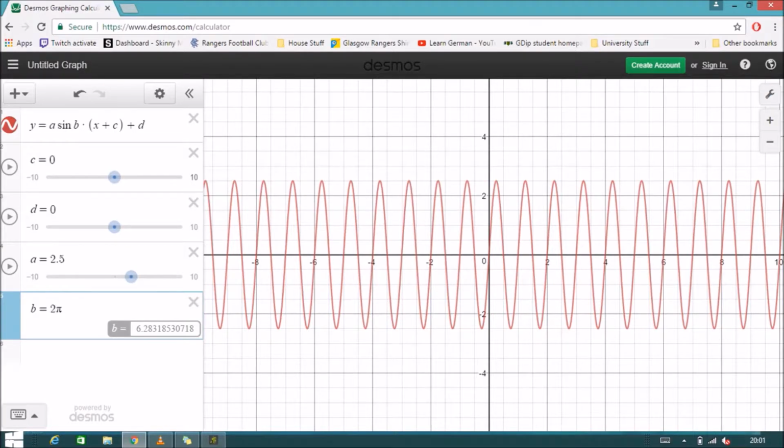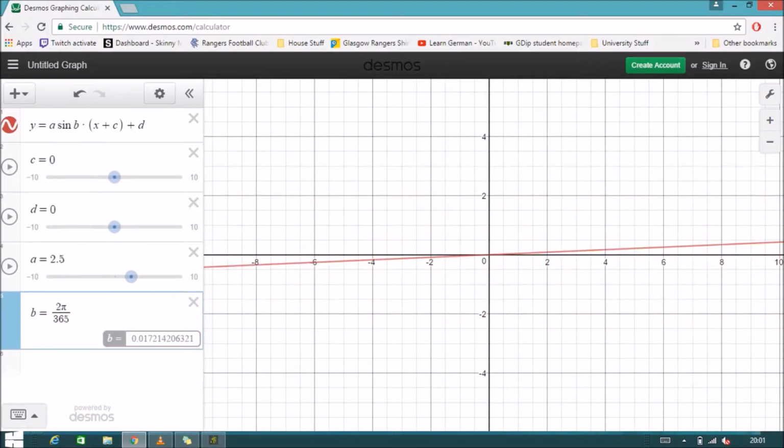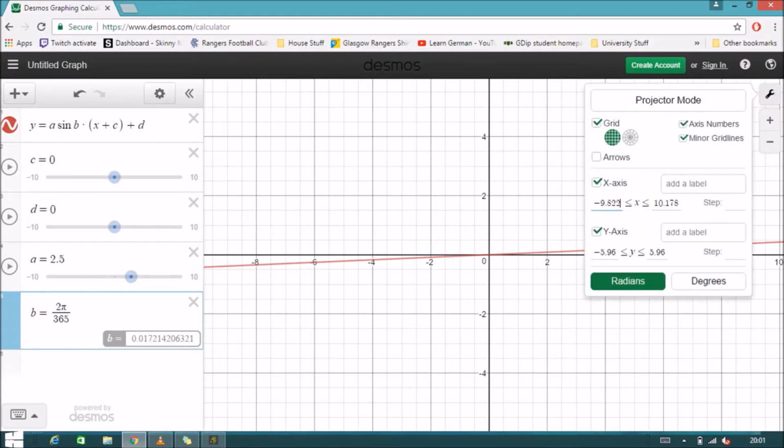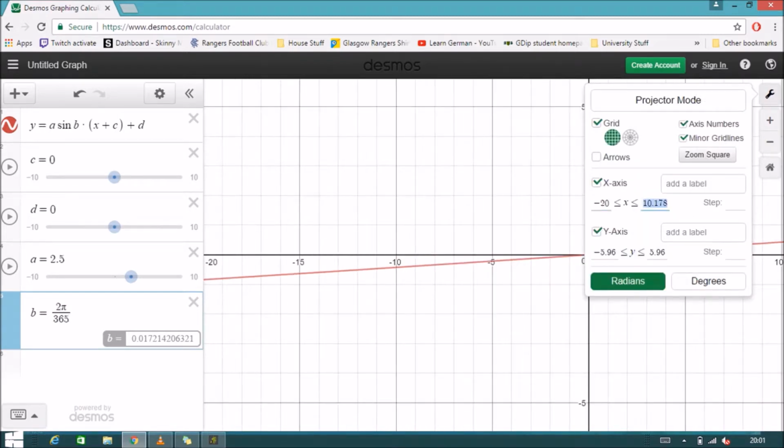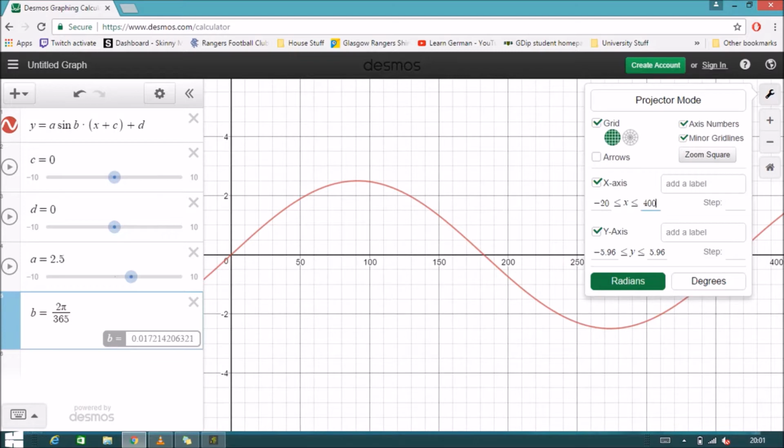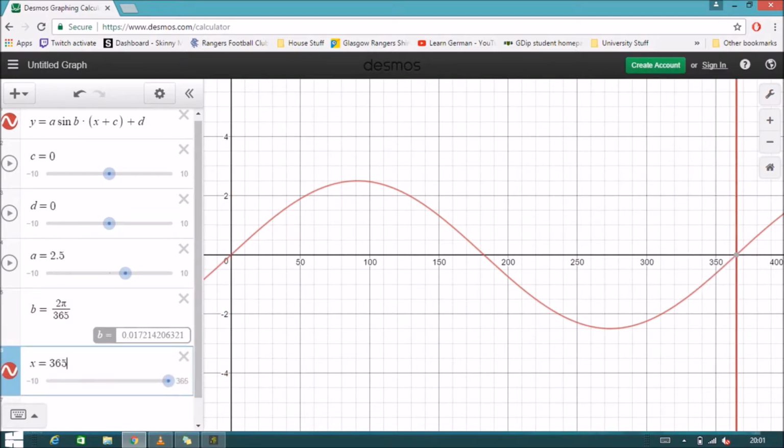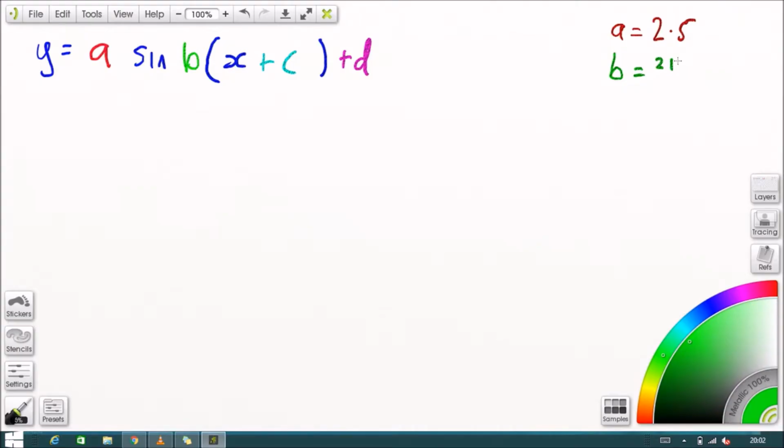We want a period of 365 days. So all I have to do is divide it by 365. Multiply by 2 pi, divide by 365, and that stretches it out so that one revolution of the sine function takes exactly 365. In this case, x is 365 days.